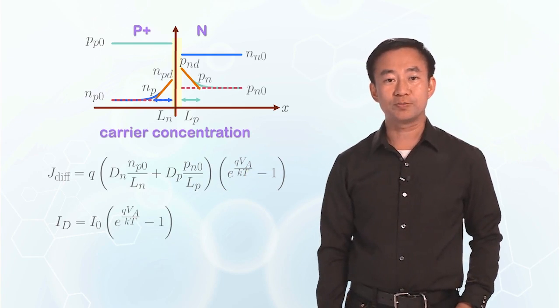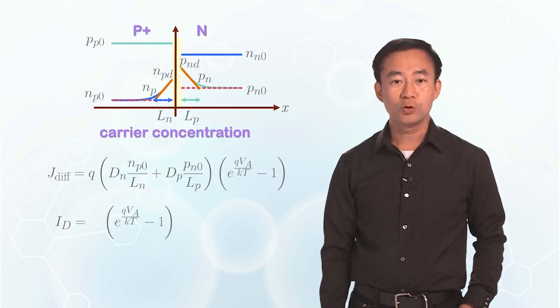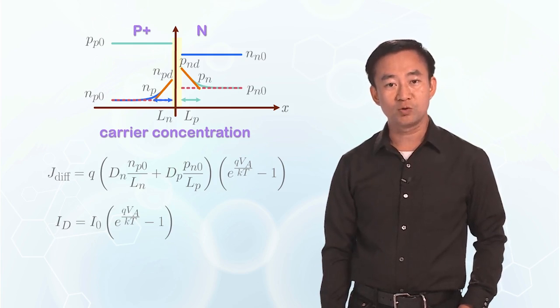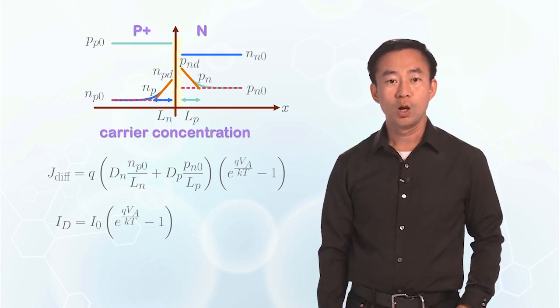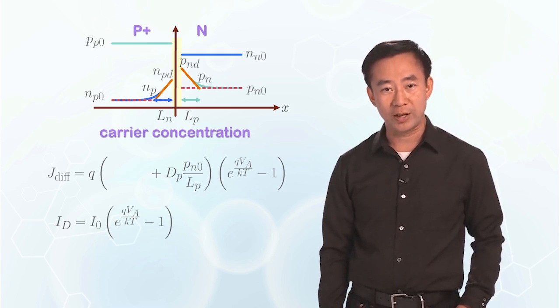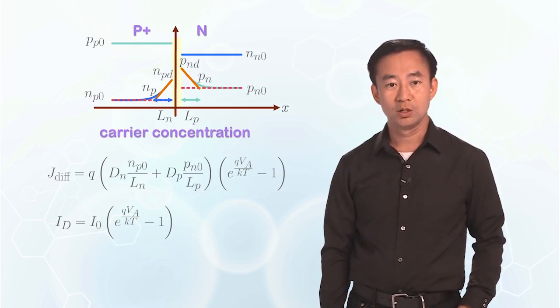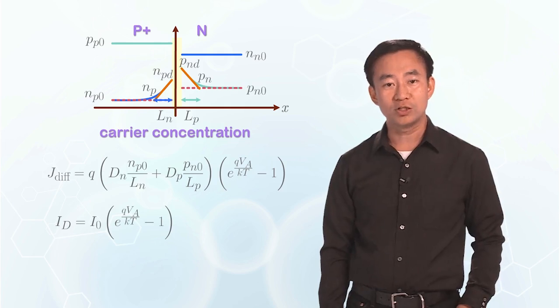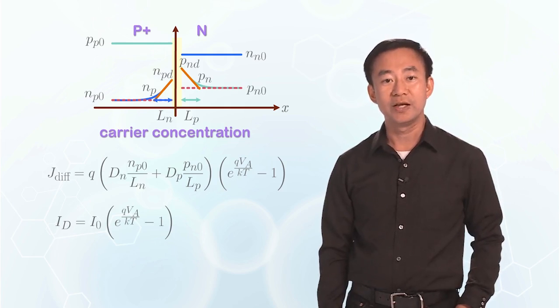By examining the expressions of I0, you should notice that it is composed of two different current components, one for electrons in the conduction band and one for holes. We will spend more time to study the behavior of this equation in the next section.